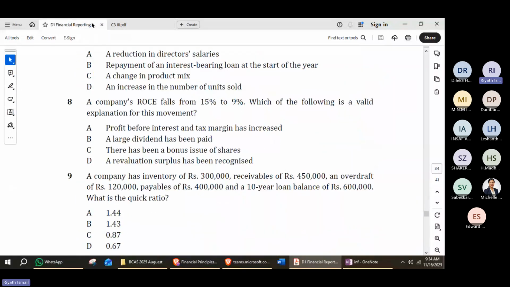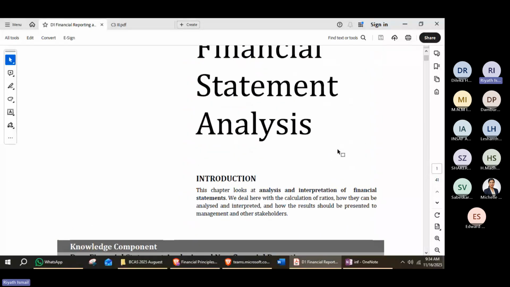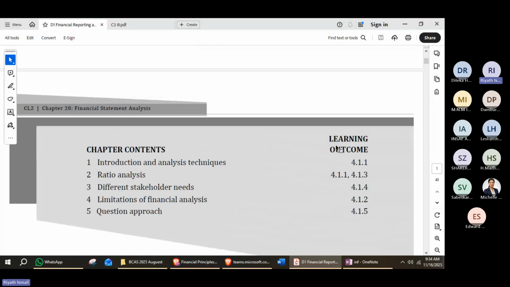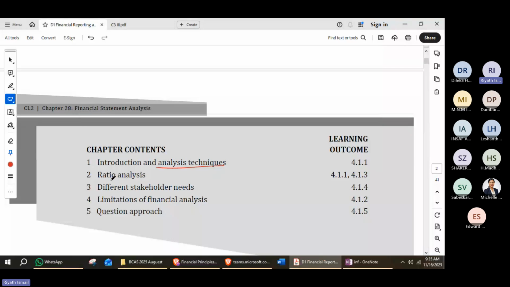The second part, the final unit, is financial statement analysis, where we can find a lot of things, most of which are ratios. Introduction to the analysis techniques. Ratio analysis is very important, and there are different stakeholders, their needs, the limitations of financial analysis, and the question approach. Our focus is mainly on ratio analysis.